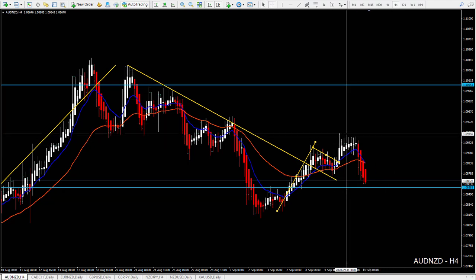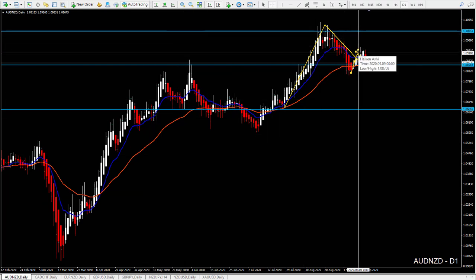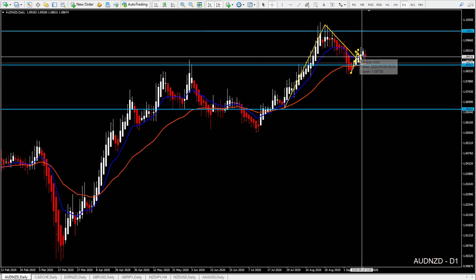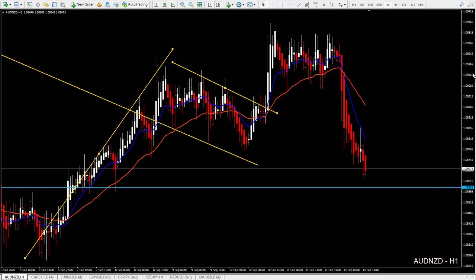So if we pay attention, entry would be here on the 4-hour chart. Stop loss would be like 70, 75 pips. So our risk reward in this case was not good to jump in here on the 4-hour time frame, especially that this is also late trend.